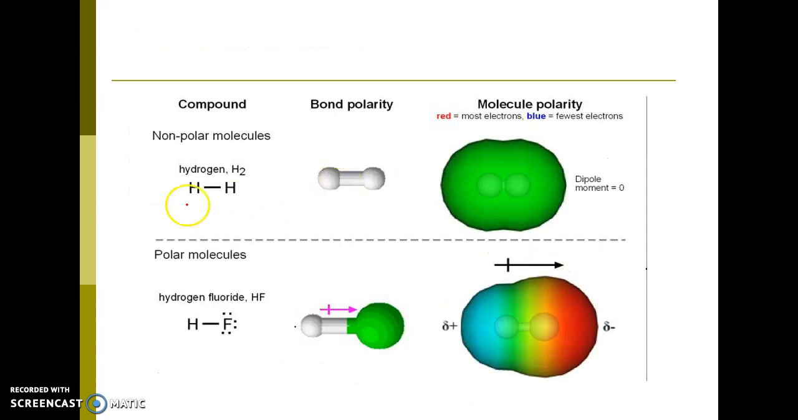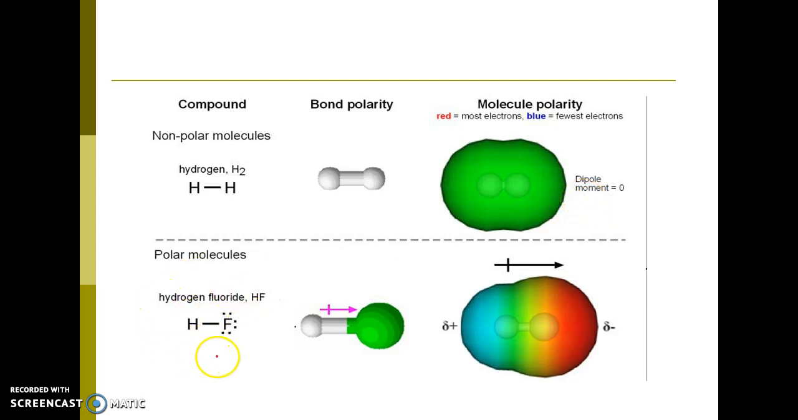So here we have our 2 hydrogen atoms again. Notice how there are no extra valence electrons around them. Here's what the bond looks like in 3 dimensions. And if we wanted to look at the electron cloud, we can see that the electron cloud for both atoms are about the same size. Therefore, we have no polarity.